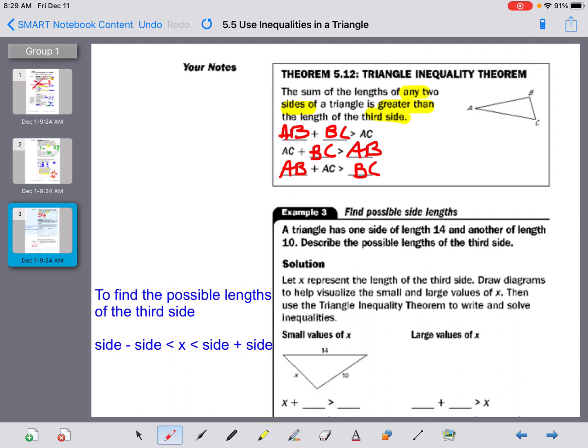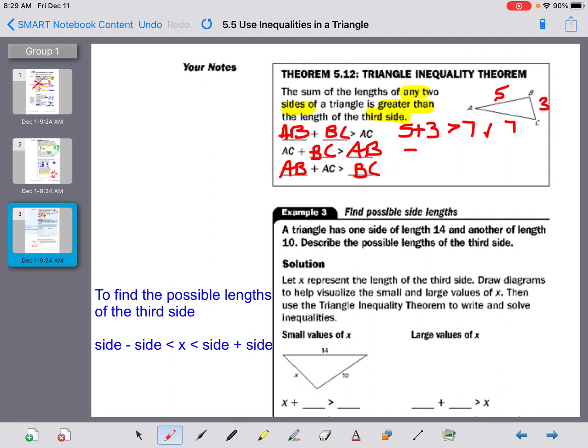So let's just, I'm going to start with a really easy example. Let's say these sides are 3, 5, and 7, okay? I made those numbers up. So let's try this. AB plus BC. So AB is 5 plus BC is 3. Is that bigger than 7? 5 plus 3 is 8, bigger than 7. Yep.